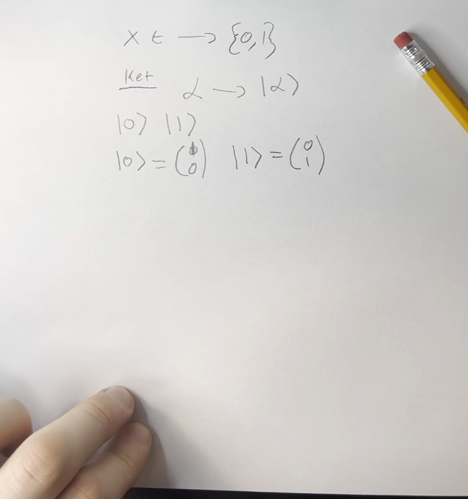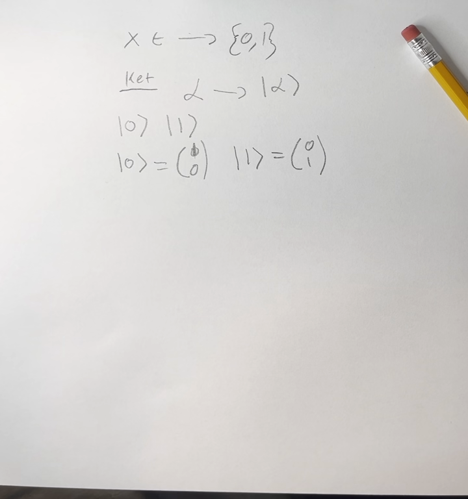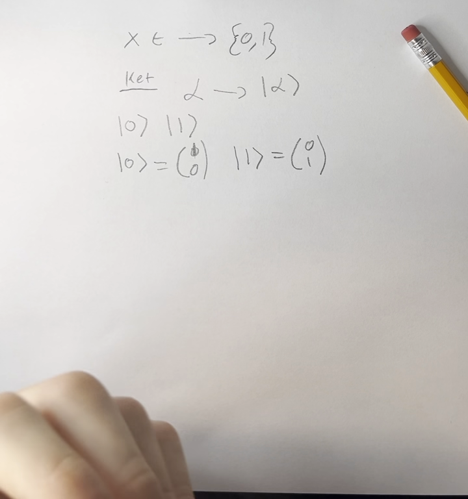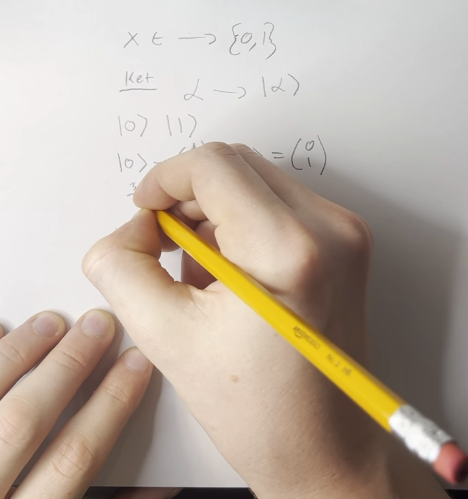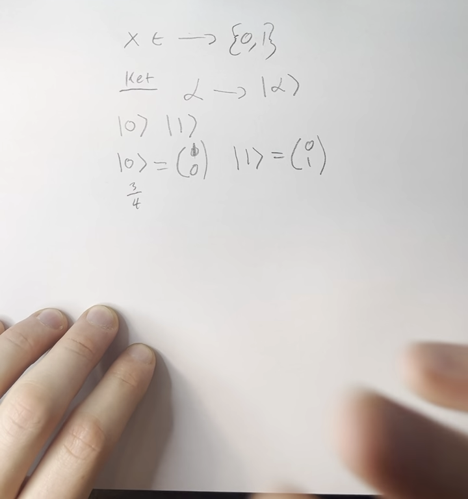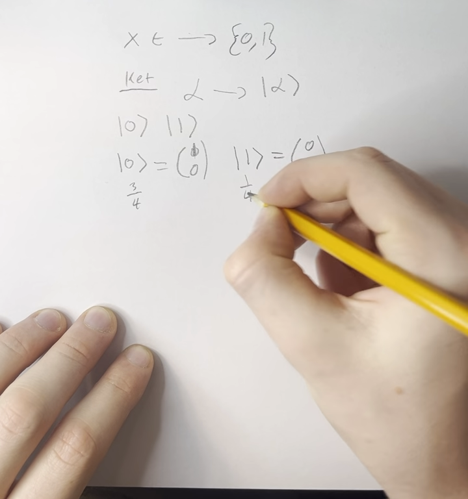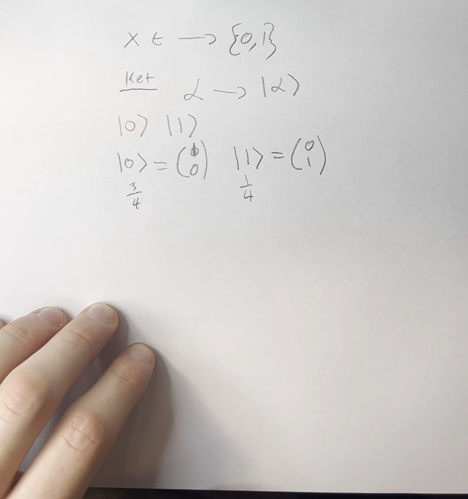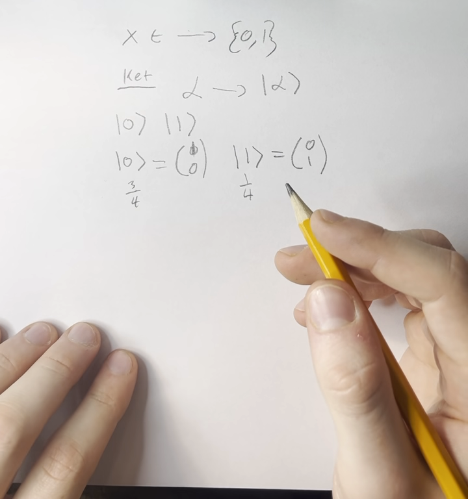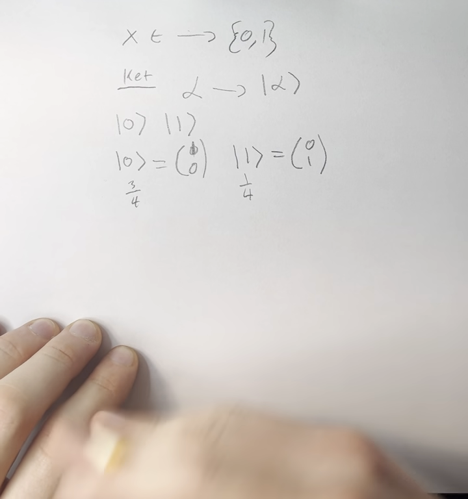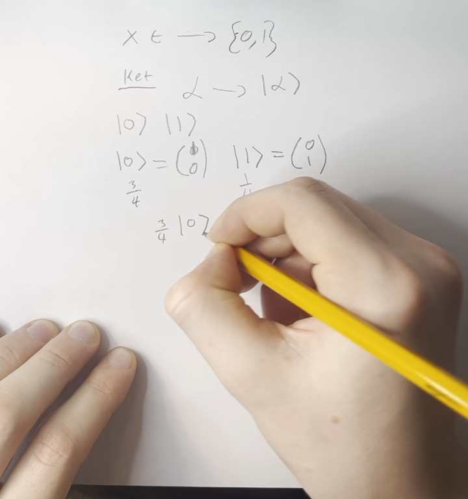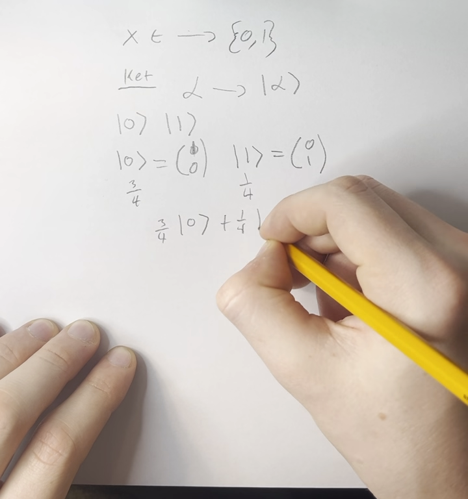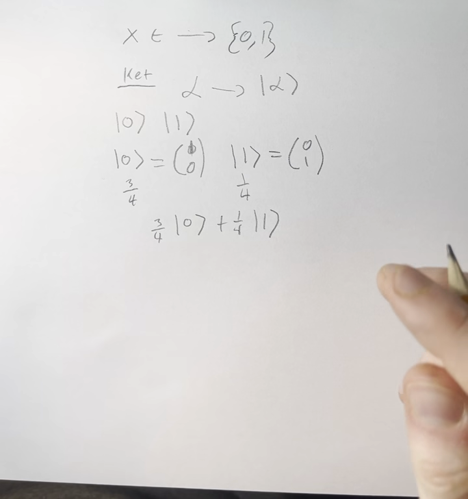Now, let's say you have a coin that is weighted, so it's not even on either side. Instead of having a 50-50 probability of landing on either the heads or the tail side, there is a 3/4 chance it lands on the head side. Let's say it has 3/4 of its weight on the head side, and a 1/4 chance of landing on the tail side. Now you can represent the total probability of this system as 3/4 of ket 0 plus 1/4 of ket 1. That's just the way to represent this.